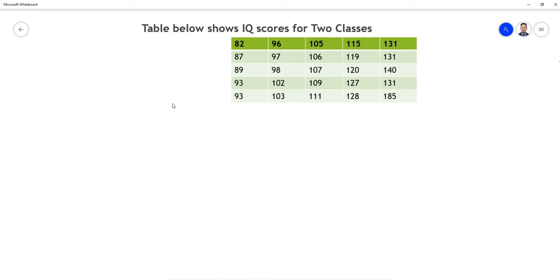To create a stem and leaf plot, first arrange your data in chronological order in terms of the number of digits, but in this case we don't need to. Next step is to create two columns. The left side is the stem column, and the right side is for the leaf.